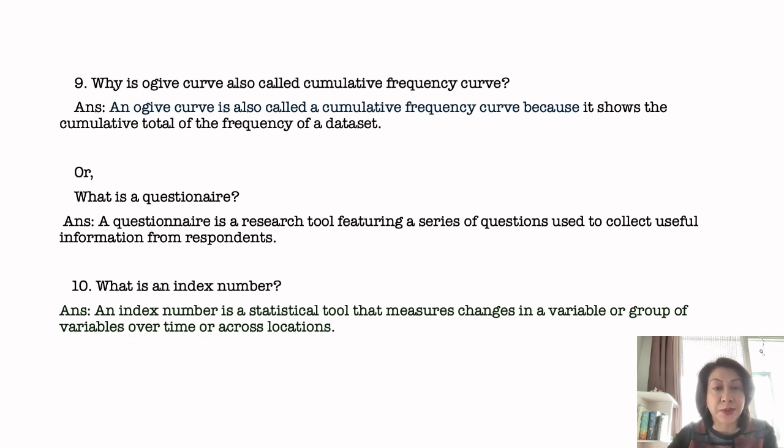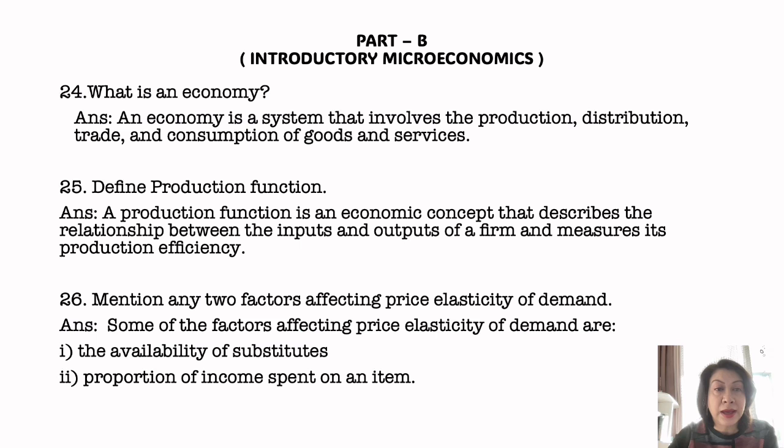Last question, question number 10. What is an index number? An index number is a statistical tool that measures changes in a variable or a group of variables over time or across locations. Let us proceed to part B, which is introductory microeconomics.